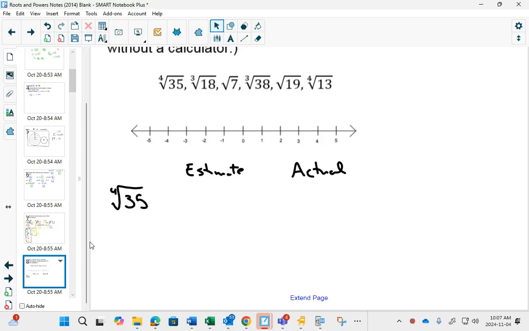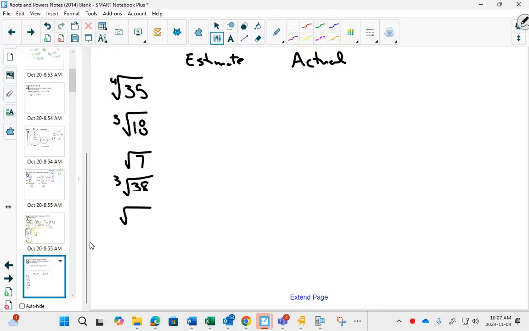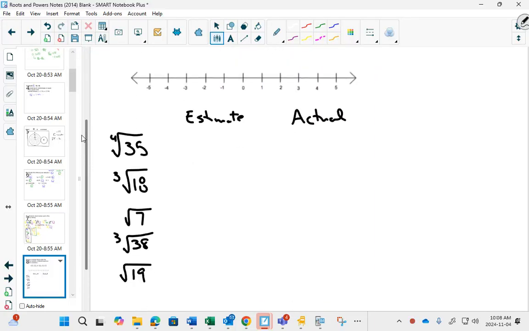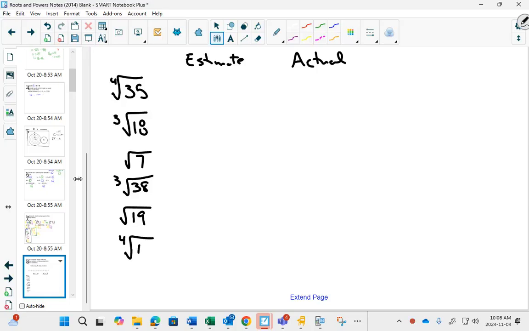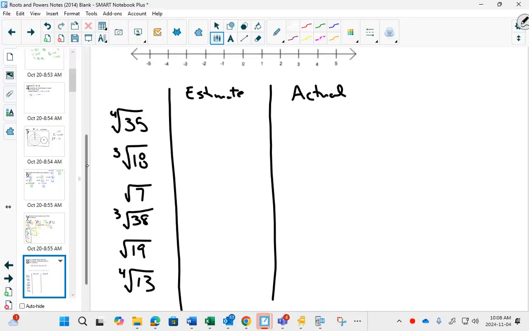I'm going to write a column. Next one is 3 cube root of 18, square root of 7, cube root of 38, square root of 19, and finally the 4th root of 13. We're going to estimate first, and then we're going to go to our calculators and get an actual value, maybe to 3 decimal places. And then we're going to place them on our number line.